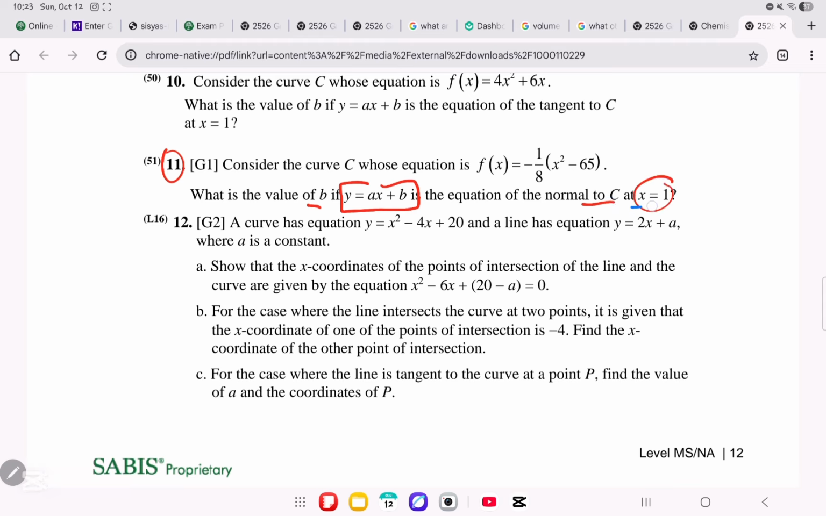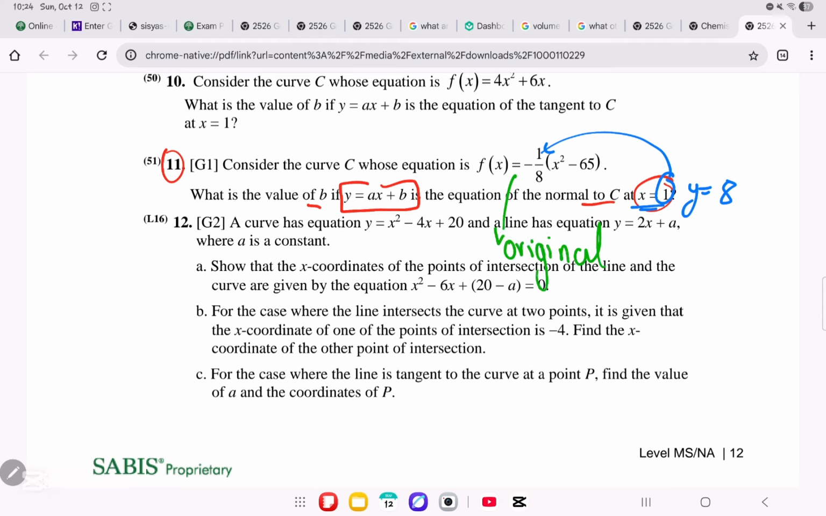First thing we need to do, we can't have x being alone, x always needs to be with y. So how do we find the y of this x? We just need to substitute x over here. So it's going to be minus 1 over 8 times 1 squared minus 65, and we will get the value of our y to be what? To be 8.